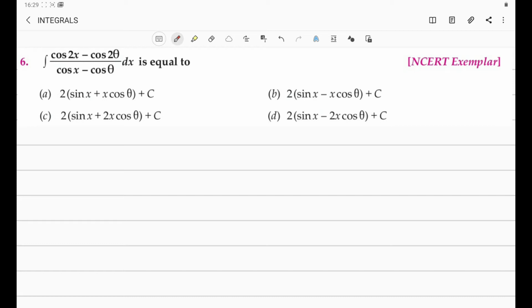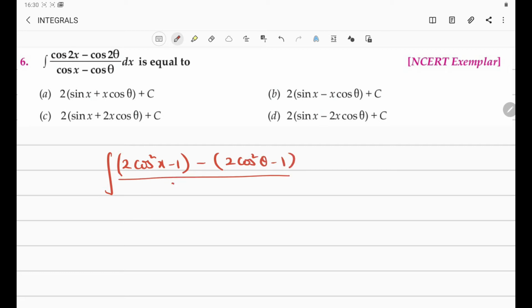Question number 6. Integral of (cos 2x minus cos 2 theta) divided by (cos x minus cos theta). If we are able to write cos 2x and cos 2 theta in terms of cos square x and cos square theta, we can do some simplification. Let us see how to do this. We write the numerator cos 2x as 2 cos square x minus 1 minus, we can write cos 2 theta as 2 cos square theta minus 1, divided by cos x minus cos theta.